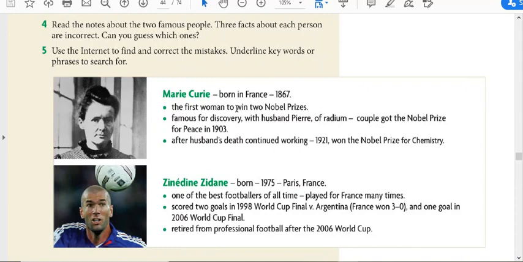Then now we move to number 5. Use the internet to find and correct the mistakes. Underline keywords or phrases to search for. Then we need to go to the internet and type in Marie Curie or choose some keywords from here. We underline it. Then we put it inside the search engine. Then we need the information. We get the information back from them.